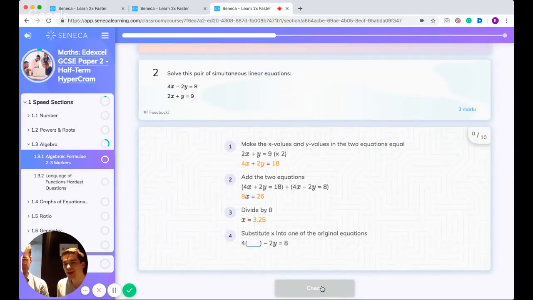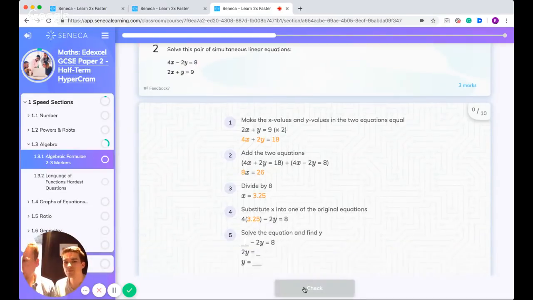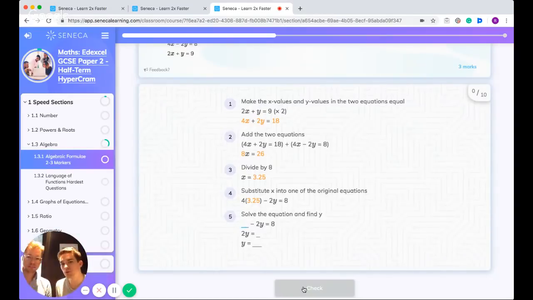Thanks. So then the next thing you do, once you've got x, you're not quite done yet, you need to find out what y is, okay? So you substitute in that x equals 3.25 in for anywhere you see x in one of the equations. So we do 4 times 3.25 minus 2y equals 8, and that's from the top equation up here, right? Stunning. And then we literally times 3.25 by 4 and solve the equation for y.